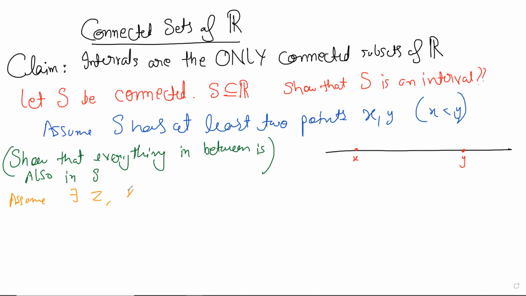So how do you show that? Let's say there is a Z such that Z is not in S. Then we want to arrive at a contradiction. And what will the contradiction be? We basically will be arriving at S is disconnected. Yeah, seems like it, right? So let's see.